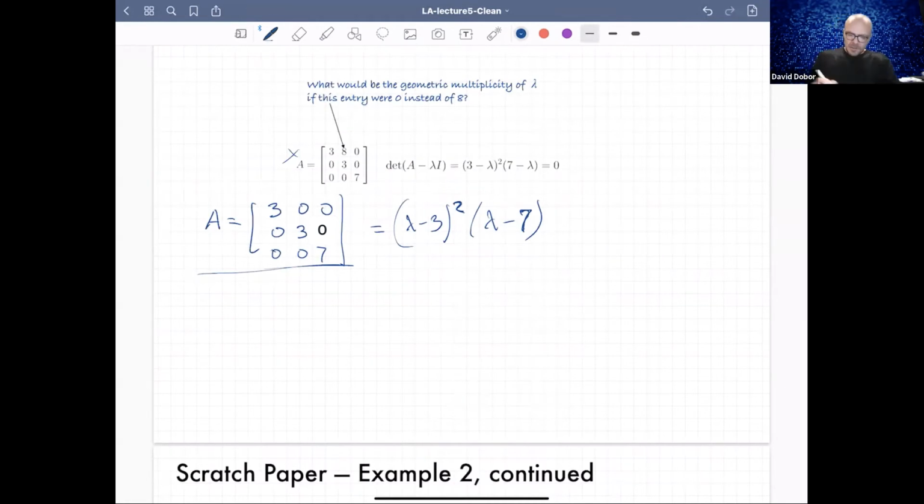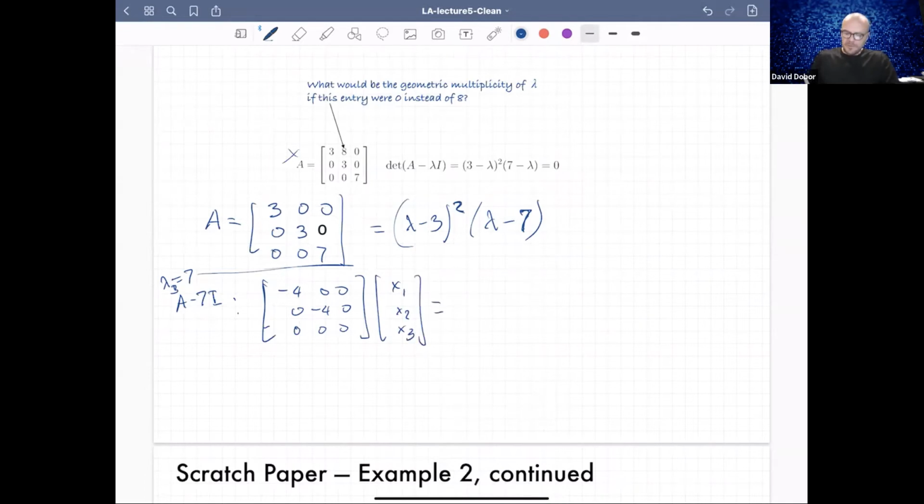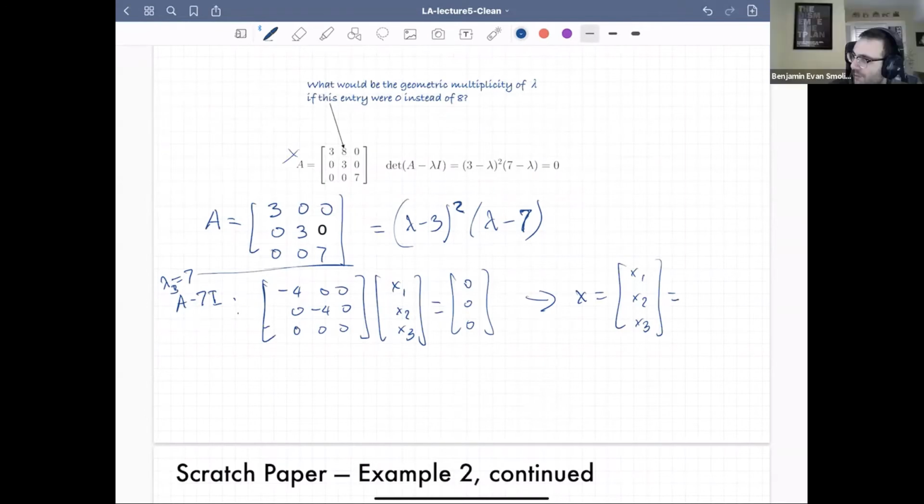Now let's do the usual, A minus 7I. Please compare it with the previous example. A minus 7I is going to be minus 4, 0, 0, 0, minus 4, 0, 0, 0, 0. So I'm looking for the eigenvector associated with this eigenvalue. I solve this system of equations, and what's the answer? 0, 0, 1.